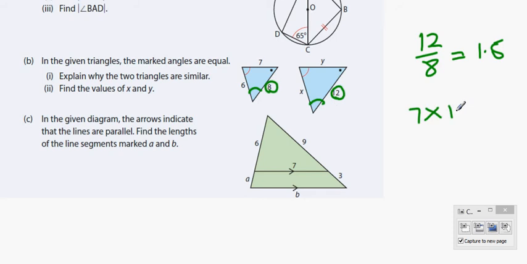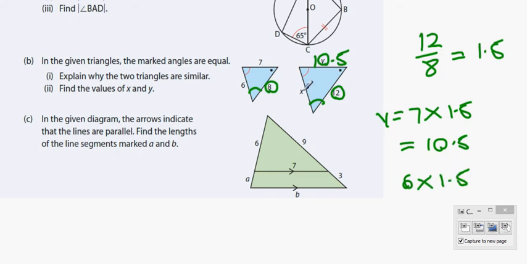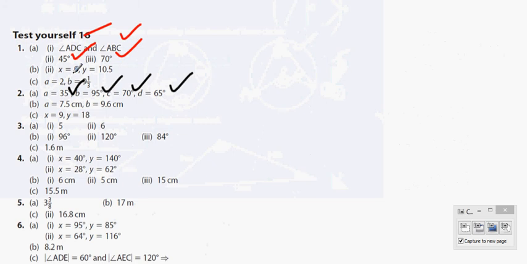And when we multiply 7 by 1.5, 7 is in between the red angle and the dot. So y is going to be equal to 7 multiplied by 1.5, which is 10.5. Okay, so y is 10.5. And now x, which was 6, we're going to multiply 6 by 1.5 to find out what x is. 6 times 1.5 is 9. So x is 9 and y is 10.5.